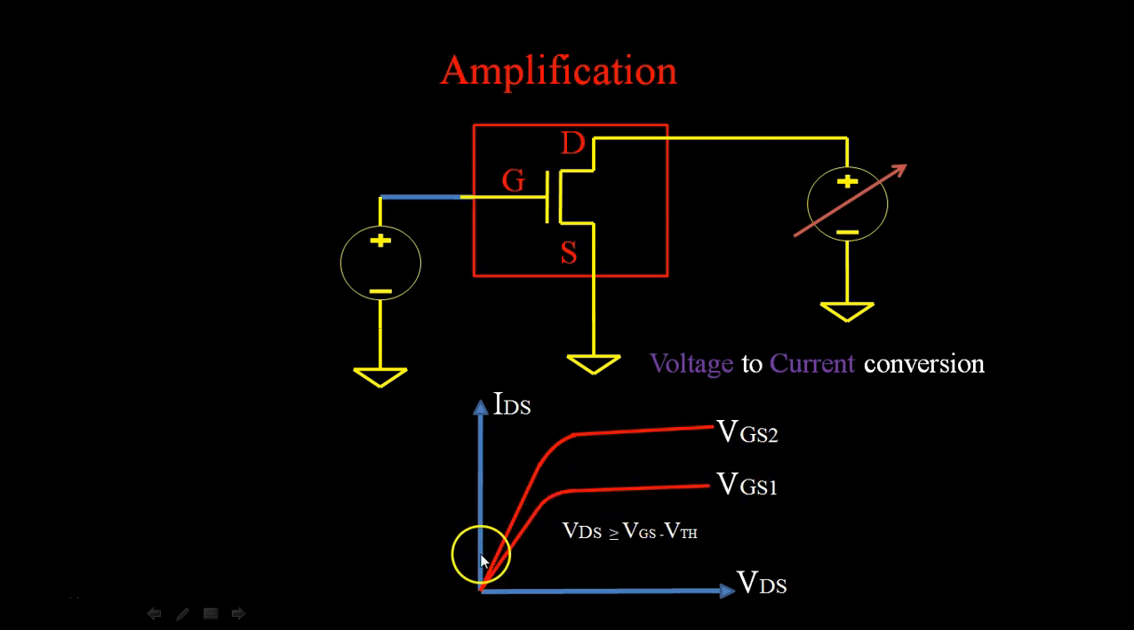So if I give a gate to source voltage, for every gate to source voltage there is one unique value of IDS which is constant, but the condition is that you have to operate the MOS in saturation.